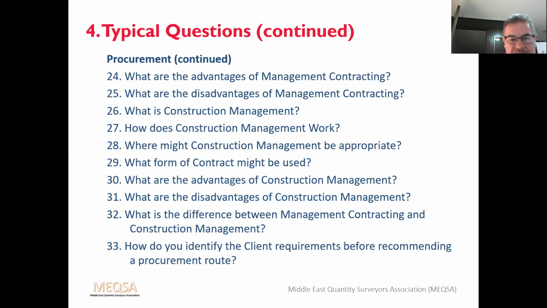How do you identify the client's requirements for recommending a procurement route? Again, this is a classic question to ask you about procurement in the exam. An answer could be: through detailed discussions with the client and design team to identify their priorities in terms of cost, time, quality, risk, control requirements, and experience.